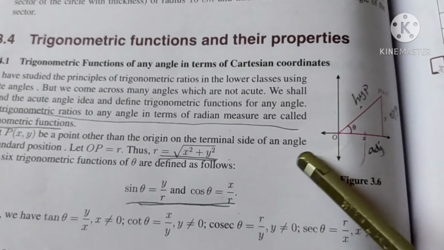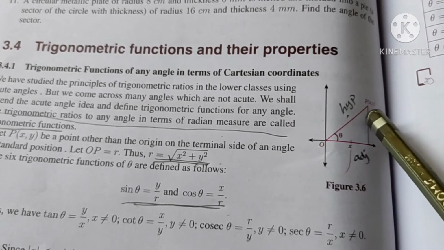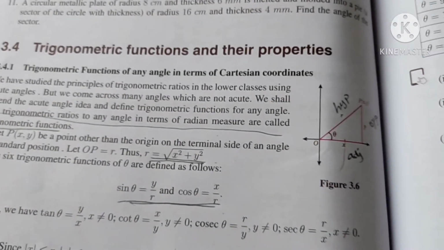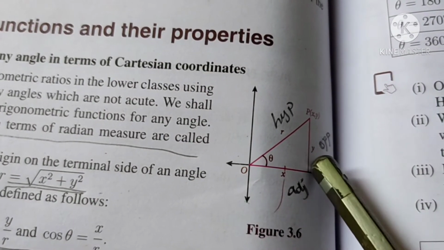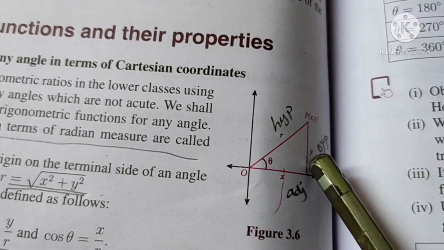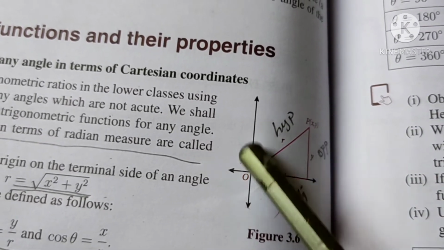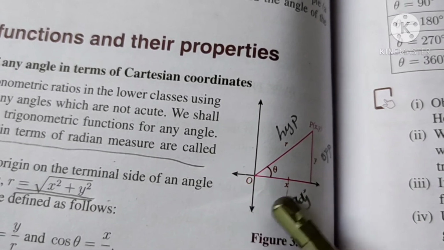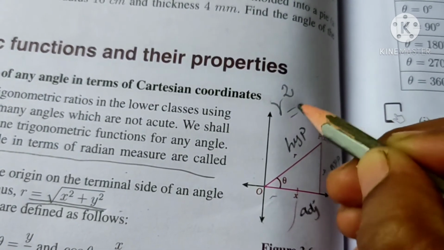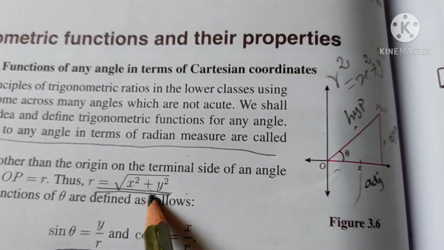See the diagram. This is the radian measure theta. R is the radius. We take any point P of x comma y. The horizontal distance between the point and the origin is x, and the vertical distance we take as y. Okay, so you find the radius using the Pythagoras theorem. The hypotenuse square is equal to the sum of the squares of the other two sides. So we get r square is equal to x square plus y square. So what is the value of r? Root of x square plus y square.